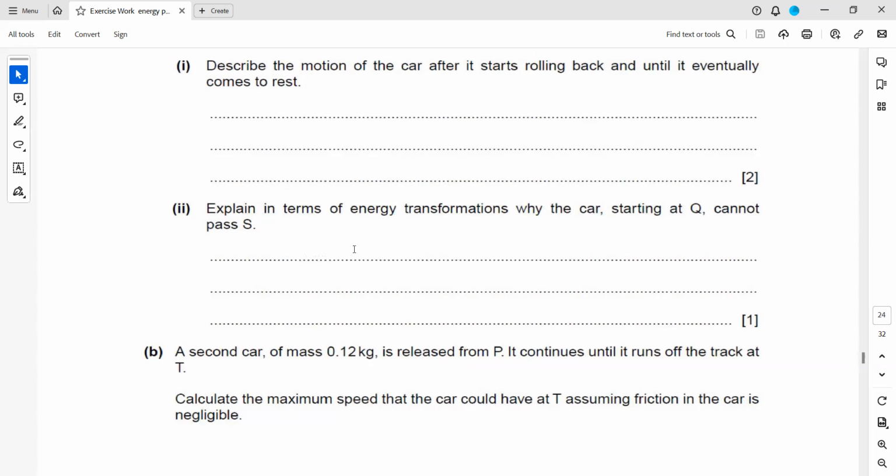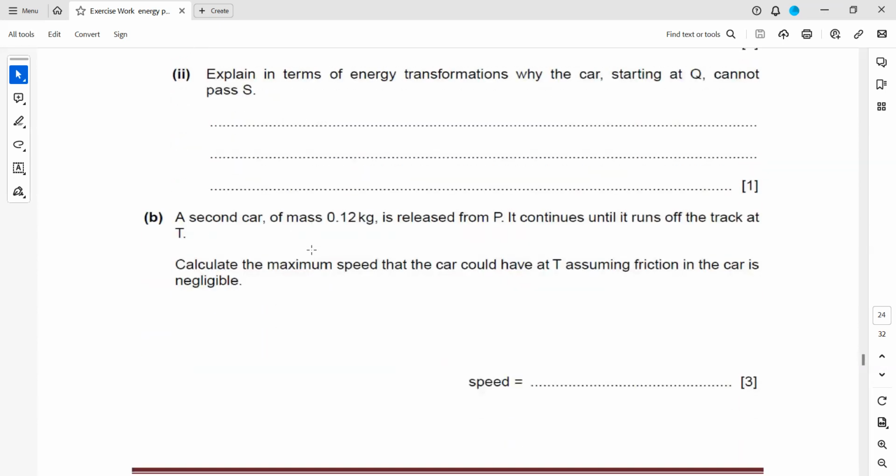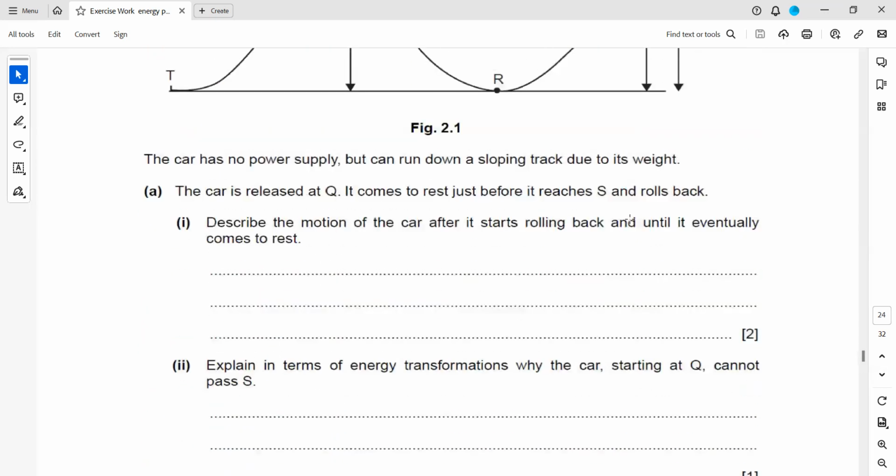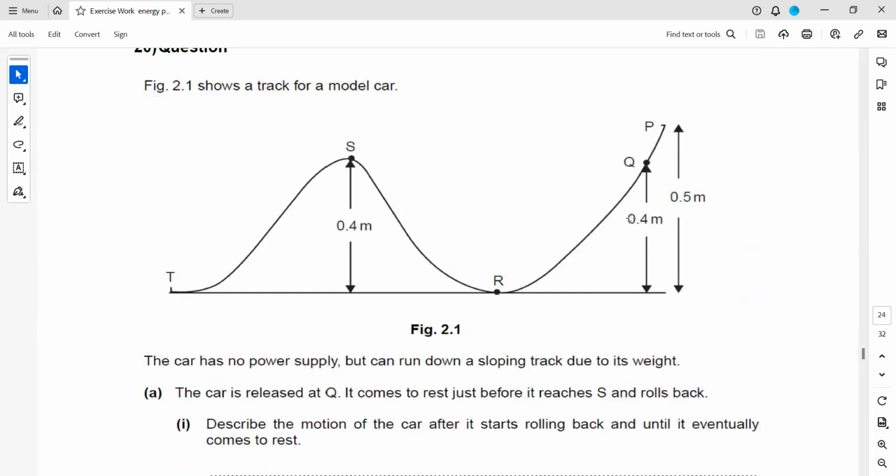A second car of mass 0.12 is released from point P. Calculate the maximum speed, and assume that the friction is negligible. We are releasing a car at point P and we want to find the speed at T. So what will the motion of the car be? The car will roll back, accelerate towards R, then decelerate and then again accelerate. But there is no loss of energy.